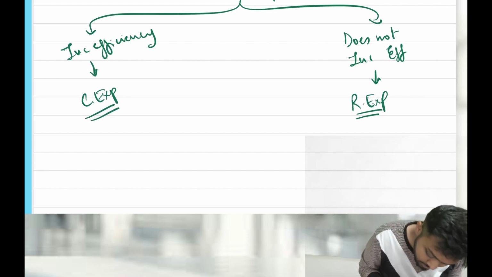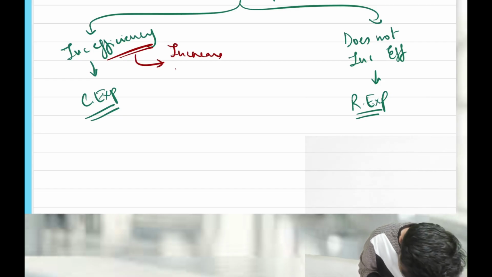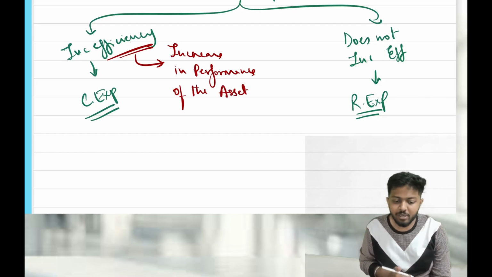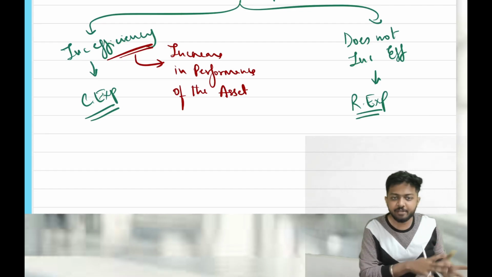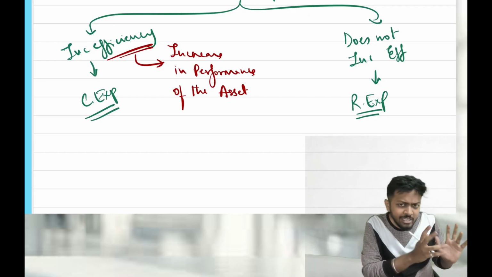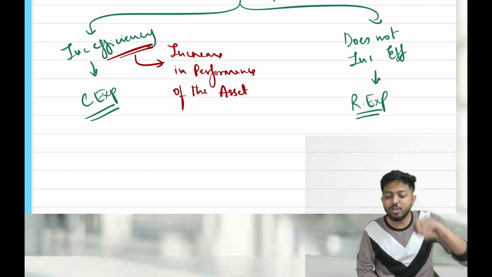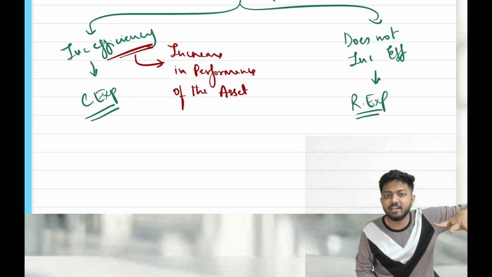Okay. Sir, what is efficiency? Efficiency means an increase in the performance of the asset, some kind of benefit I should have. For example, I have my vehicle, a Suzuki Access 125, my existing asset. I spent 5,000 rupees just for the general service. By doing general service, will the efficiency of the asset increase? No. Whatever efficiency was already there will be maintained.